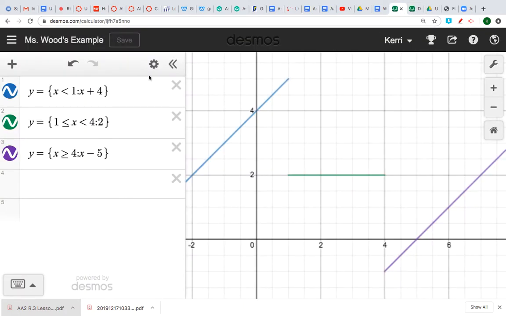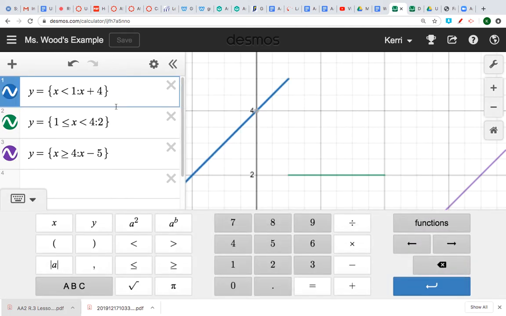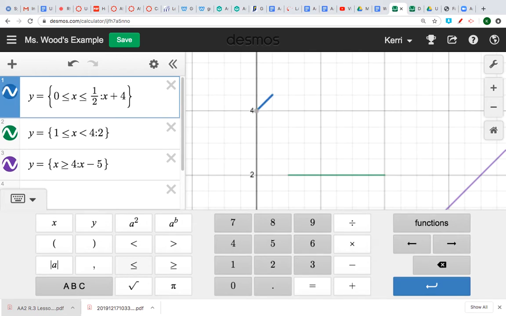So we're going to do our 3 equations. And remember, we do the conditions first. So we would put from 0, less than or equal to x, less than or equal to 1/2. And we decided that y was going to be equal to $3.